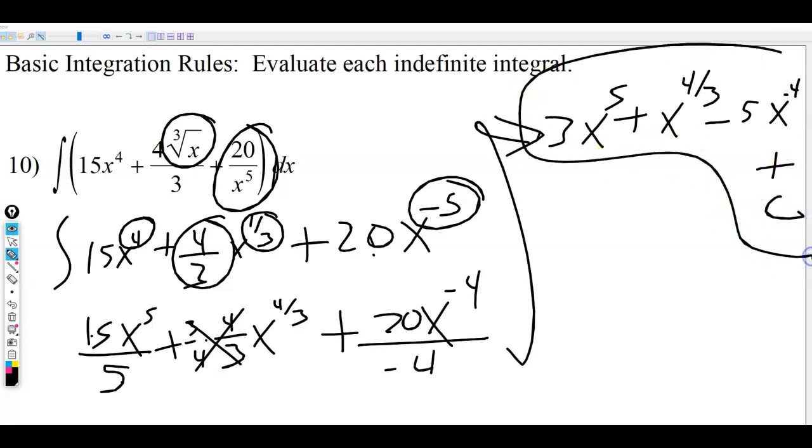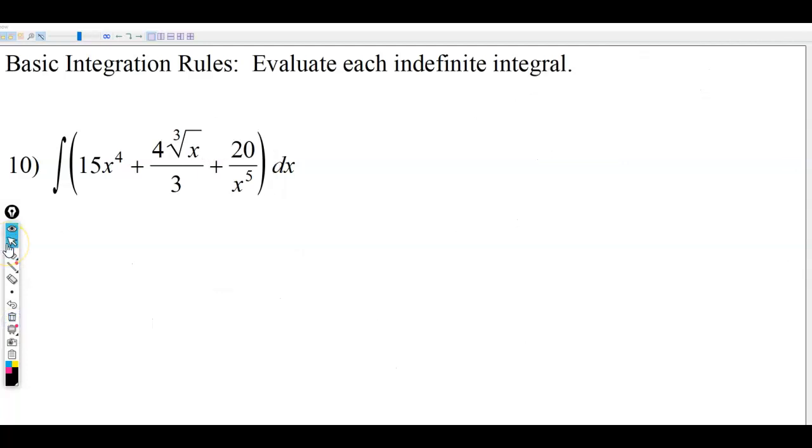I'm running out of space. I'm going to bend my answer down there a little bit. But yes, when you integrate, you always get a plus c to account for any constants that would go away if you were to take the derivative. All right, let's go ahead and move on to another question.